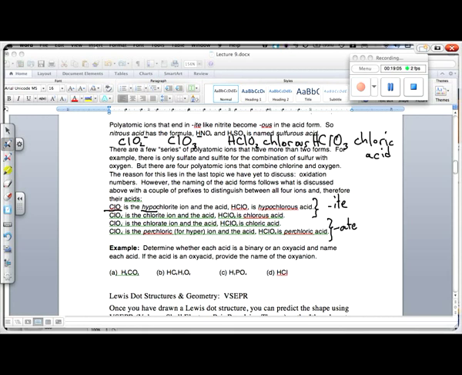I'm sorry. 4 is the... I need to change this in the notes. This is wrong. Oops, sorry. Hold on.